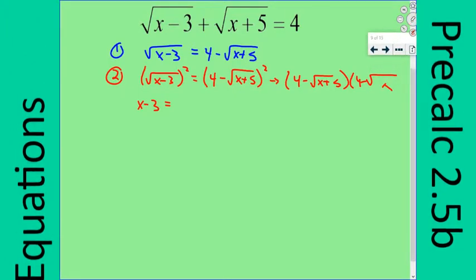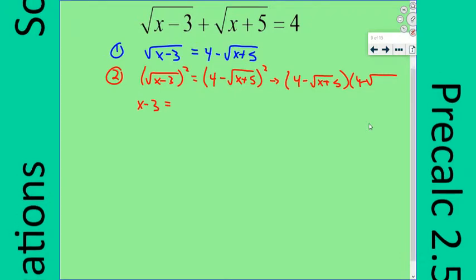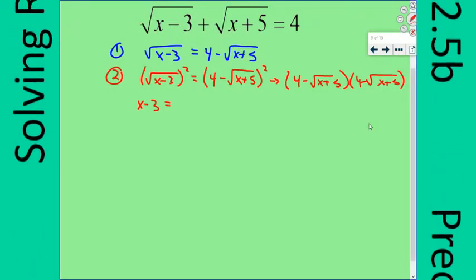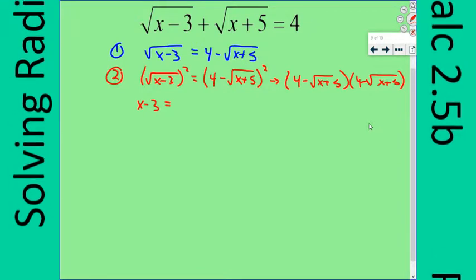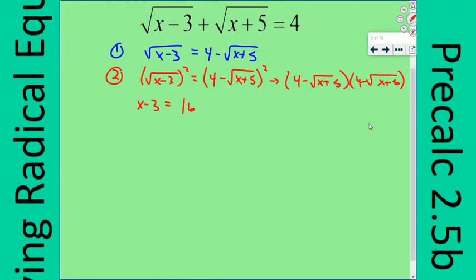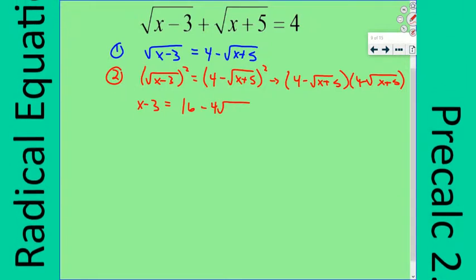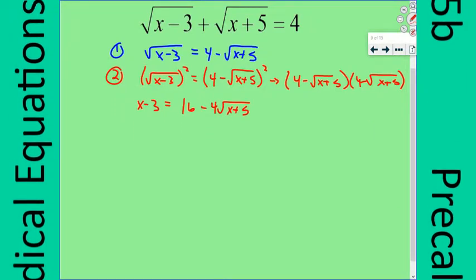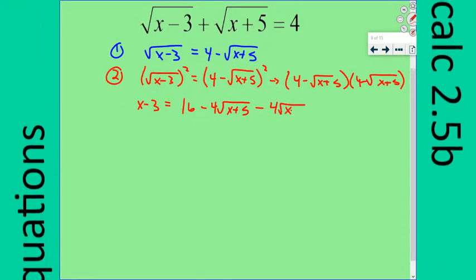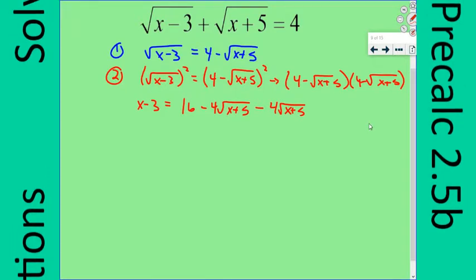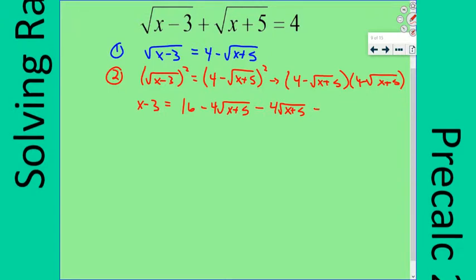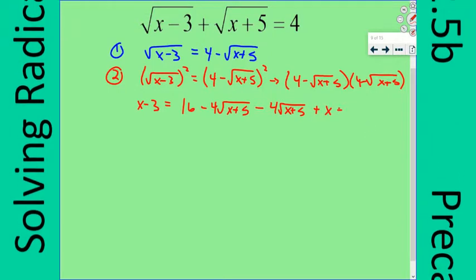Thank you. 4 minus the square root of x plus 5. All right, when we multiply these together, 4 times 4 gives us 16. 4 times the negative square root of x plus 5 is negative 4 square root x plus 5. And then we have another one, negative 4 square root x plus 5. And then negative square root of x plus 5 times the negative square root of x plus 5 is going to be positive x plus 5.